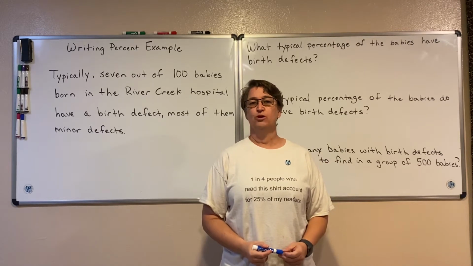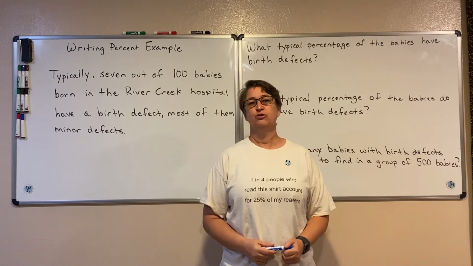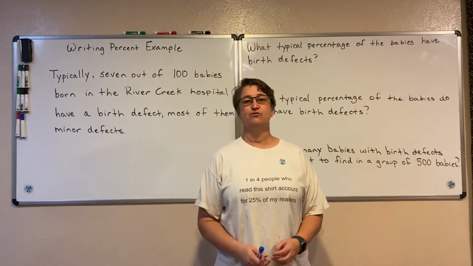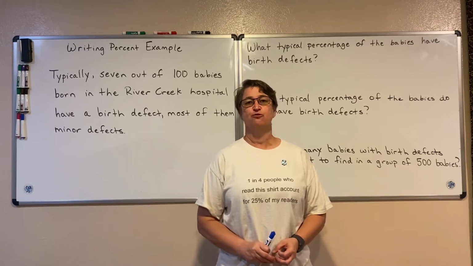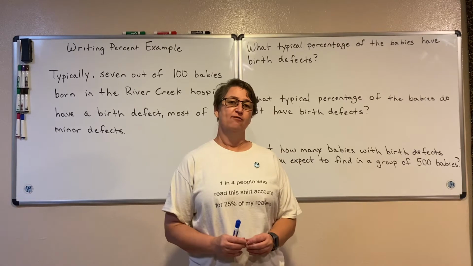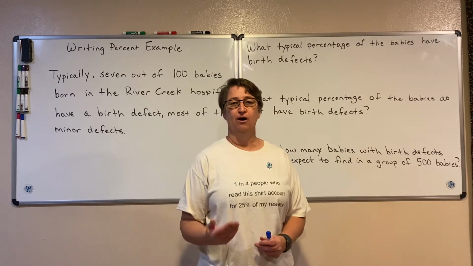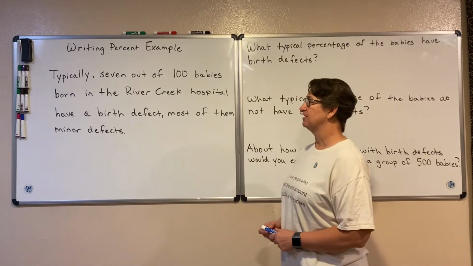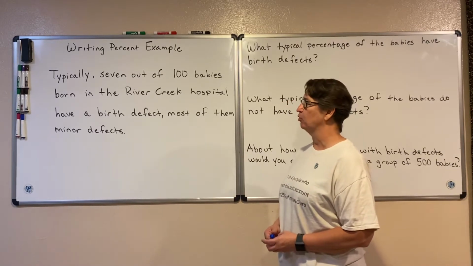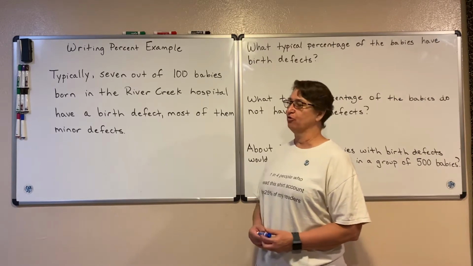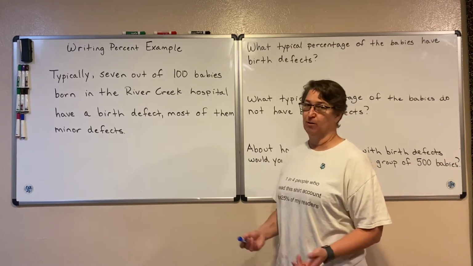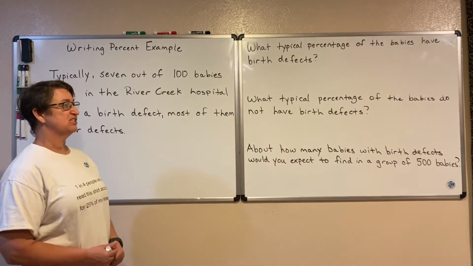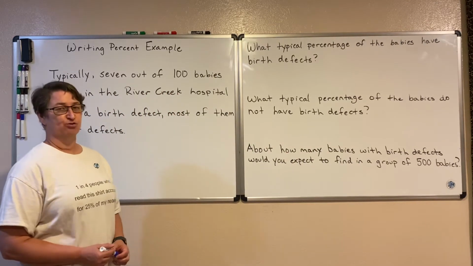In this video, we're going to look at how to take a real-world situation and turn it into a percent. So in previous videos, we saw that a percent is just a fraction with a denominator of 100, or it's just out of 100. So here we have a situation where we have typically 7 out of 100 babies born in the River Creek Hospital have a birth defect. Most of them are just minor defects. And we want to write that. What is the typical percentage of babies that have birth defects?